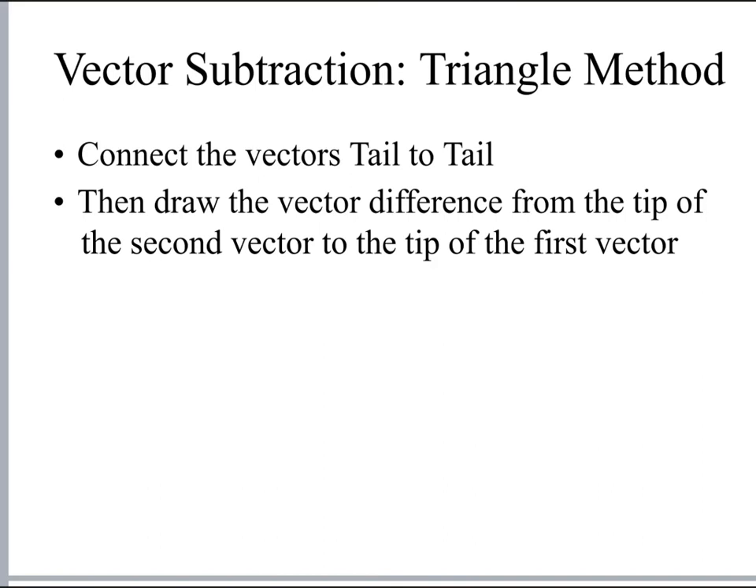So you take the original vectors, you connect them tail to tail, and then you draw the vector difference from the tip of the second vector. That would be the one after the minus sign. So if I want to do A minus B, I would call B the second vector and A the first vector, because B is after the minus sign, it's the second one. And then I'm going to draw from the tip of B to the tip of A, from the tip of the second vector to the tip of the first vector.